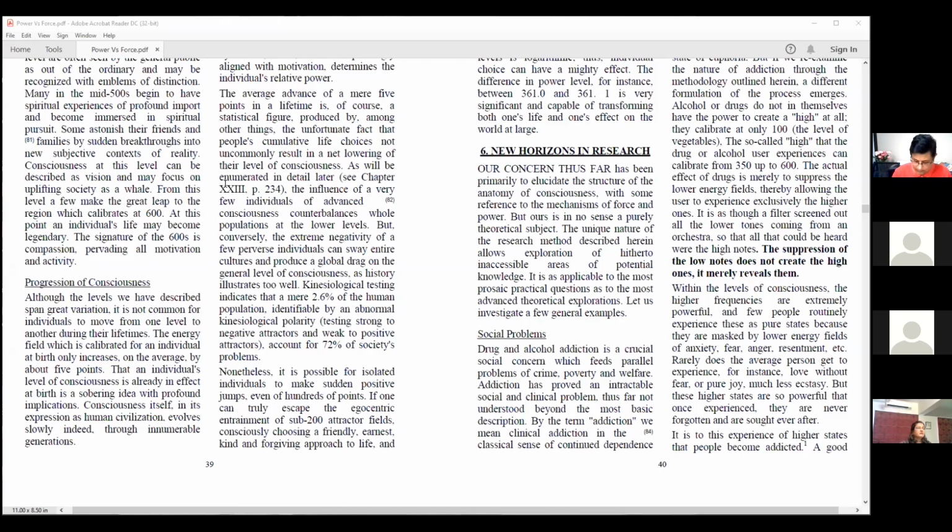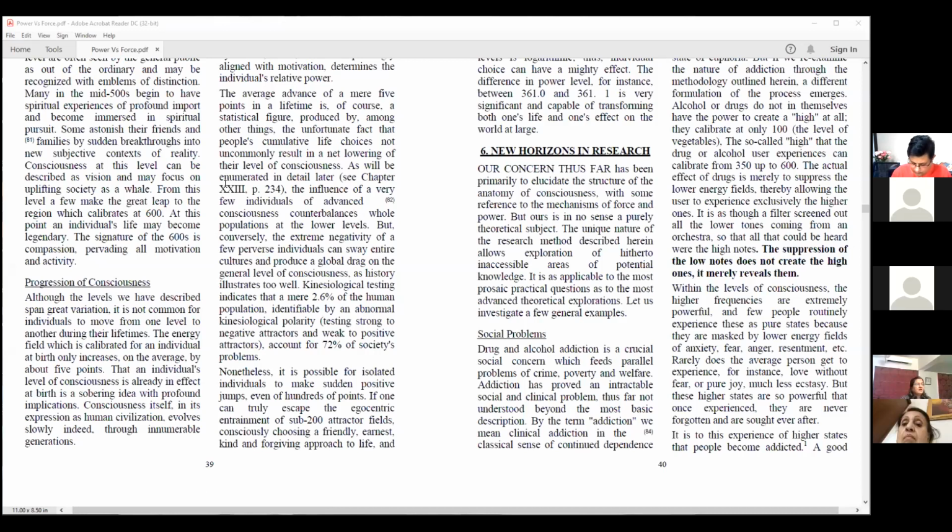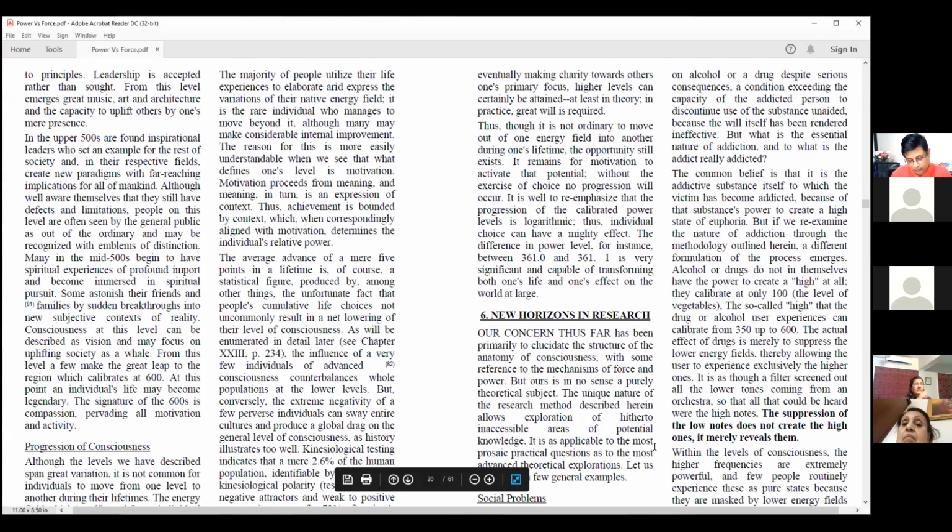Social problems. Drug and alcohol addiction is a crucial social concern which feeds parallel problems of crime, poverty, and welfare. Addiction has proved an intractable social and clinical problem, thus far not understood beyond the most basic description. By the term addiction, we mean clinical addiction in the classical sense of continued dependence on alcohol or a drug despite serious consequences, a condition exceeding the capacity of the addicted person to discontinue use of the substance unaided because the will itself has been rendered ineffective.